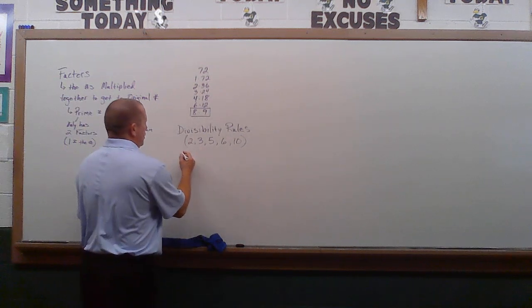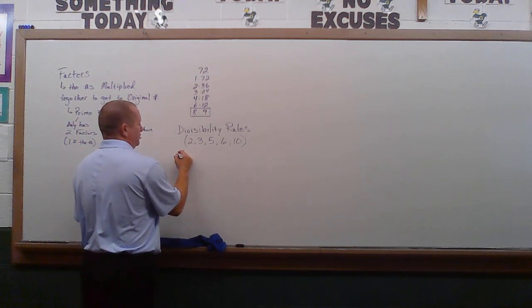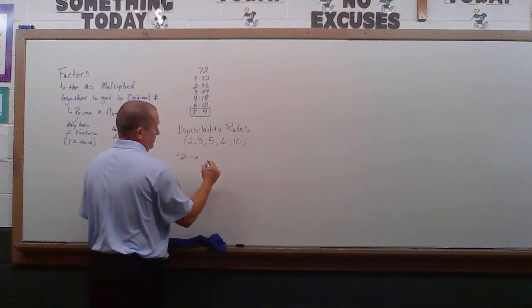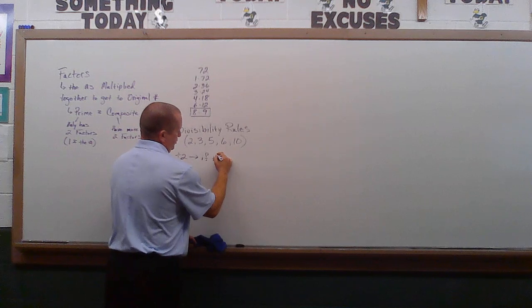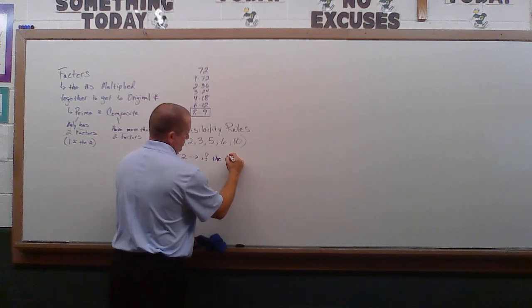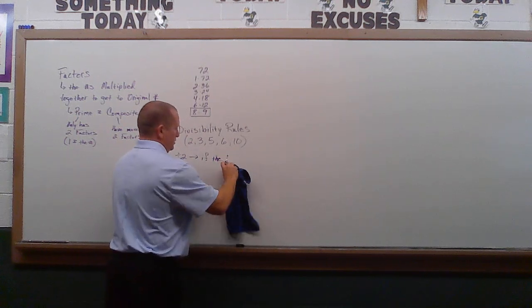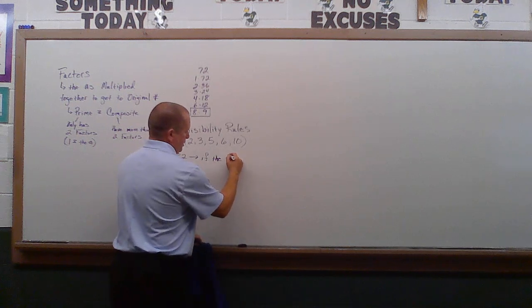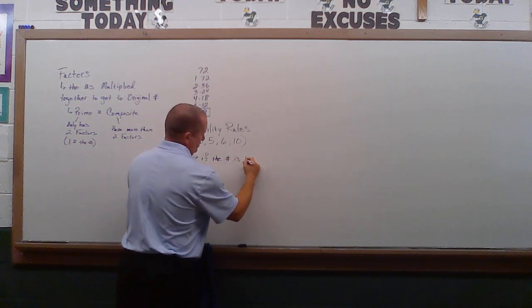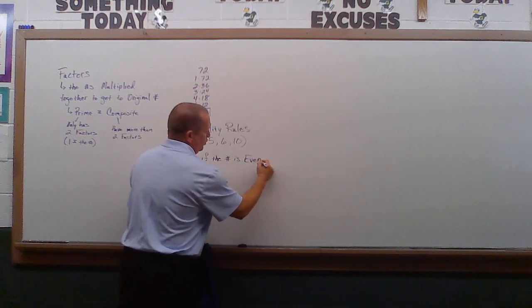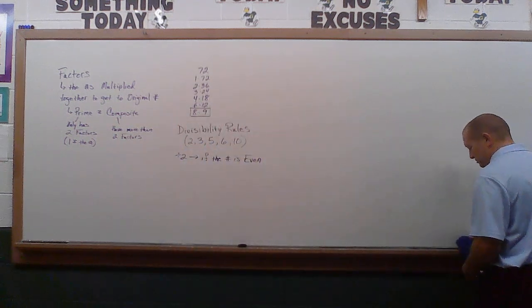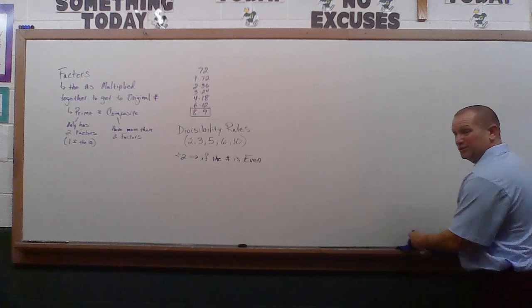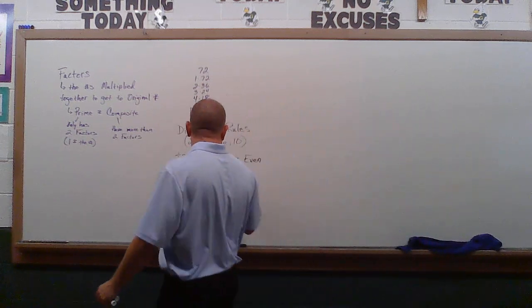So, how do I know if a number is divisible by 2? If it's even. Yeah, if the number is even. But I should be more specific than that, right? What number has to be even? The last number, okay? Or the number in the what?